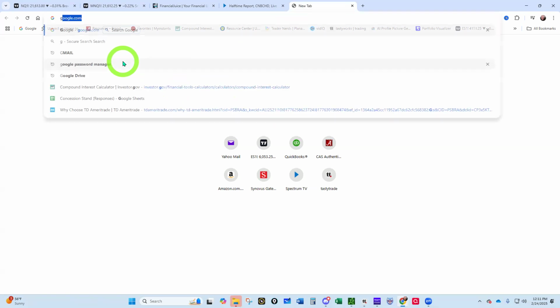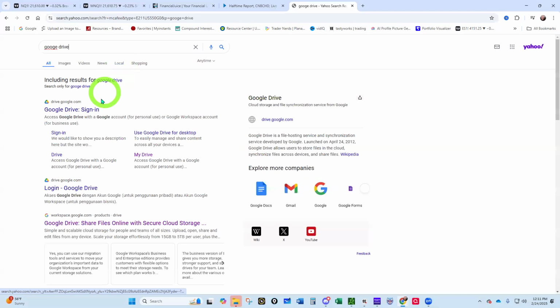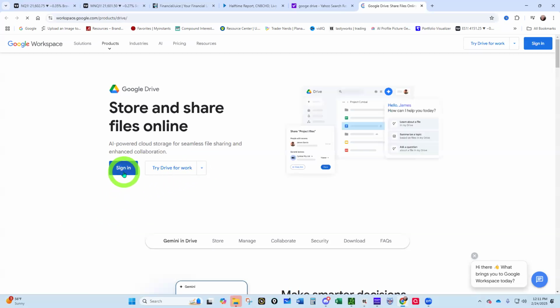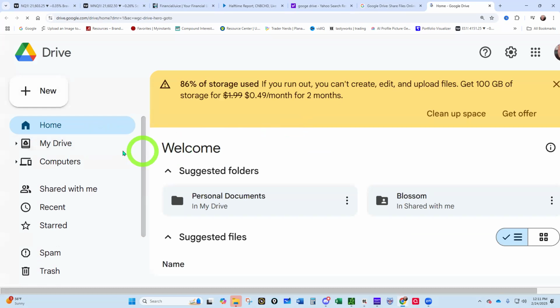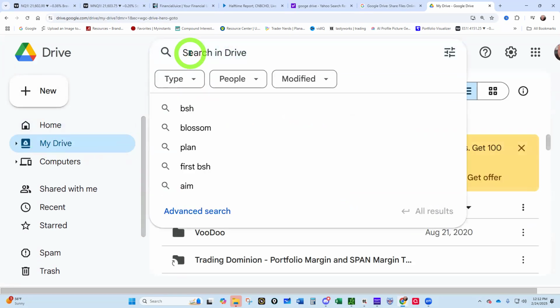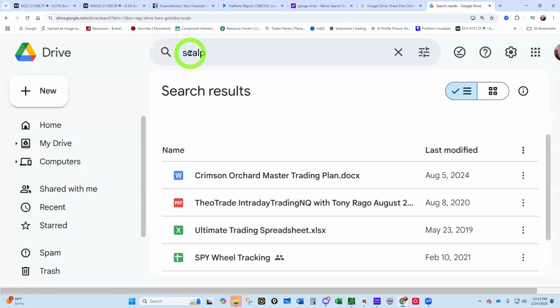Let me go to my Google Drive real quick. What does Claude say about this? We need to figure out what Claude says. Hold on, y'all. I got some NQ stuff here. Searching my drive. Let me do scalp. Let's see if I got some scalping stuff in here.